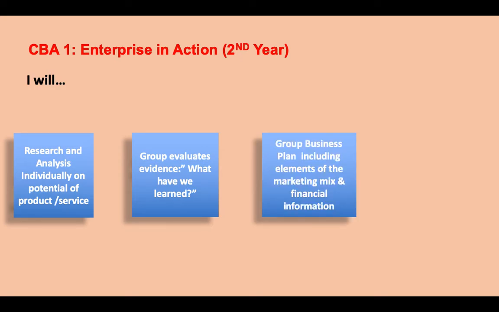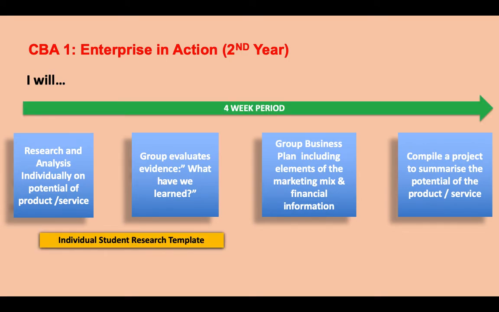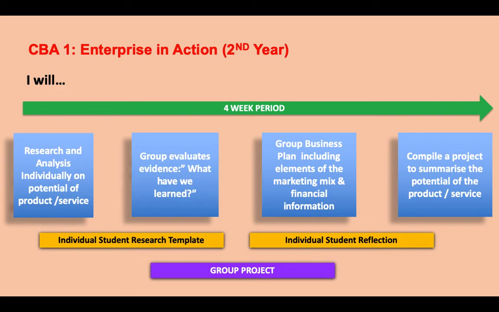The group then puts a plan together which talks about the elements of the marketing mix. This is the 4 Ps. So that might actually drive a lot of your research, is the 4 Ps. And then we compile a project to summarize the potential of the product. So you're going to put together a package that will show that you think that this product is likely to be successful if it was brought to market, or maybe there isn't really enough of a market for the product idea that you had in the first place. Over a 4-week period, you'll have your research and reflection templates to go with it.